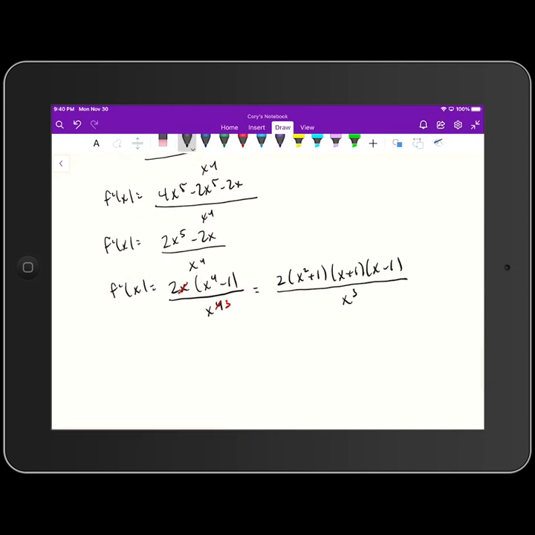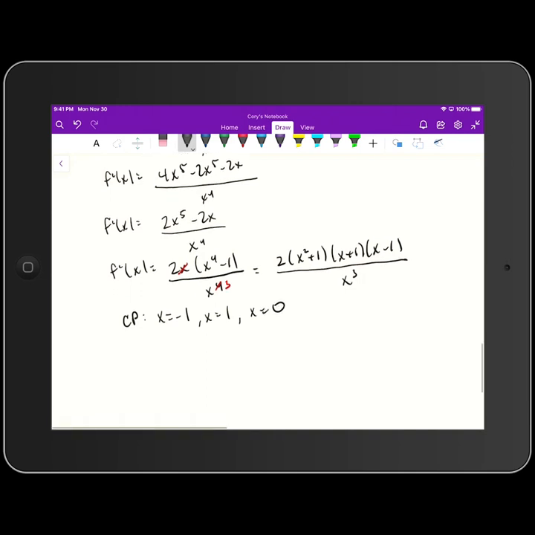We now want to identify the critical points. So critical points are going to be where the derivative is equal to 0. So that happens when the numerator is 0. So the values that make the numerator 0 are x is equal to -1 and x is equal to 1. And our other critical point is going to be where our derivative is undefined, because my derivative is in fraction form. That's going to be undefined when the denominator is 0, which happens when x is equal to 0.